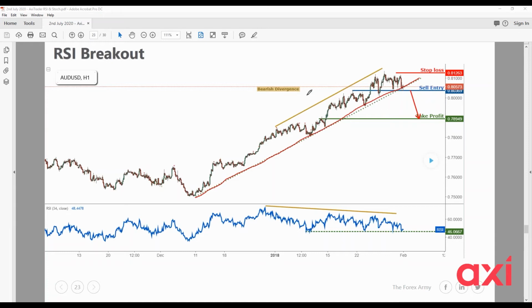But what we have noticed is that there is a very, very strong bearish divergence. Price has always been rising, making higher highs, and RSI has been making lower lows, all the way down to here. So it's a very, very strong bearish divergence.